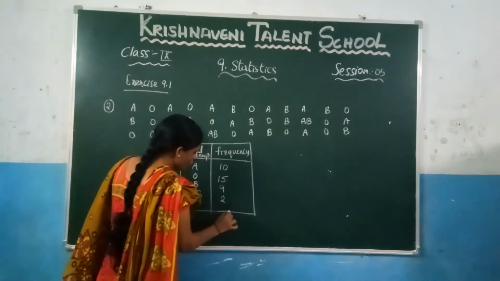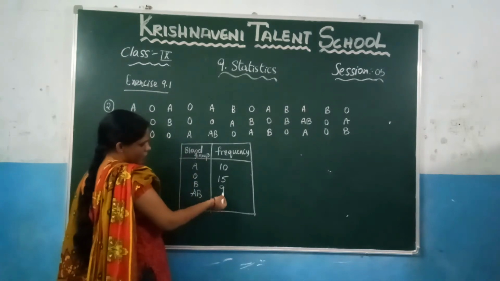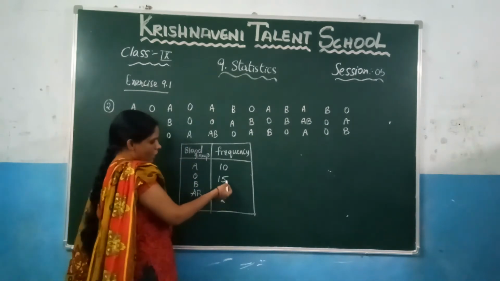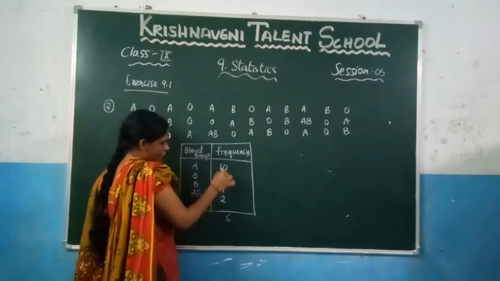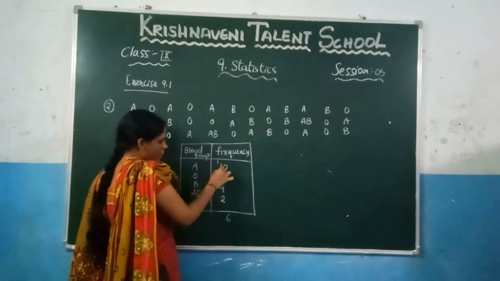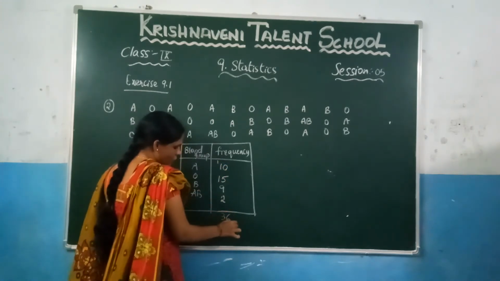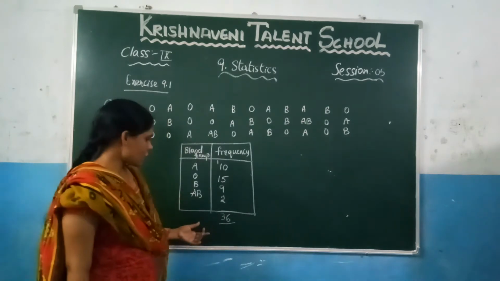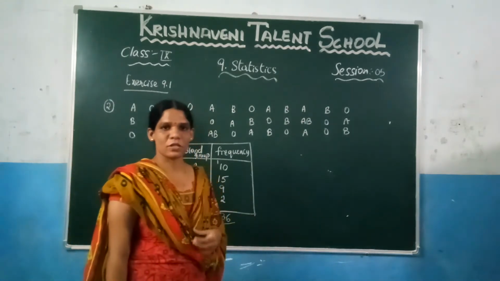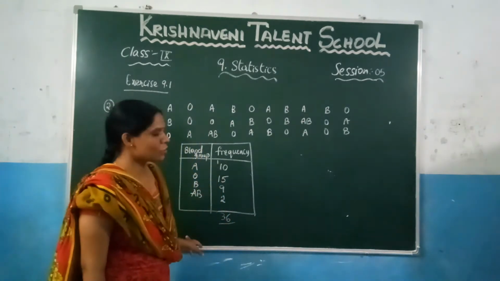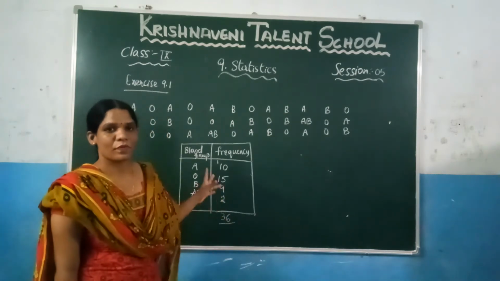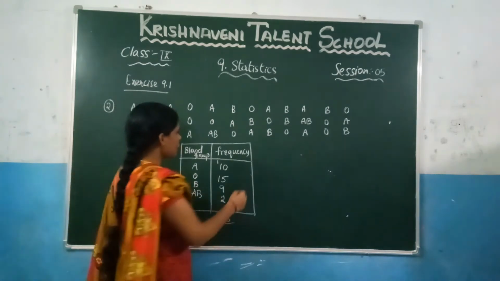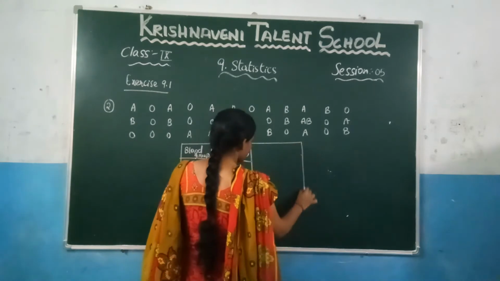Just count it here. What you are getting here is 9 plus 2, which is 11. 11 plus 5, which is 16. So 6, and here 1. 1 plus 1 plus 1, which gives you 3. And the 36 students are there. It is valid based on the question. Like this, you need to draw here the frequency distribution table. And the next one, you have to write it here, the tally marks.